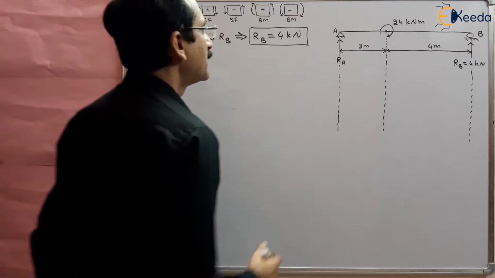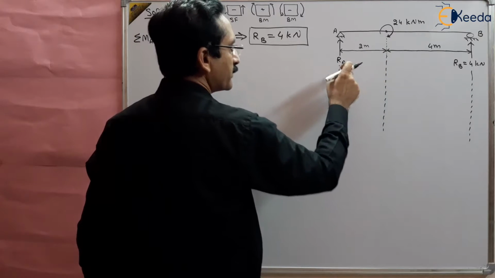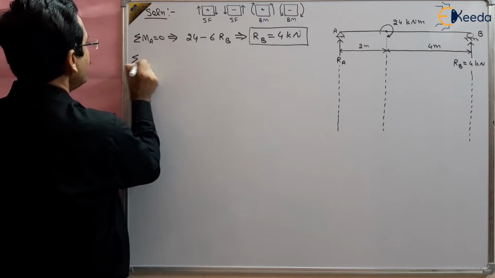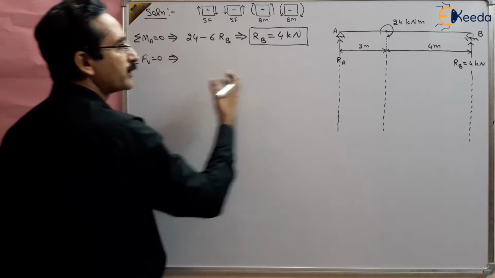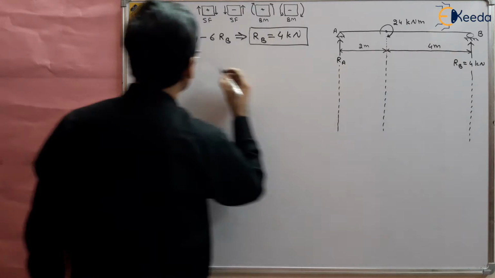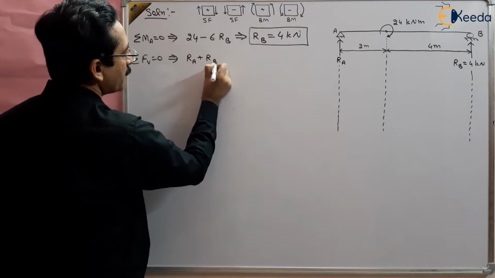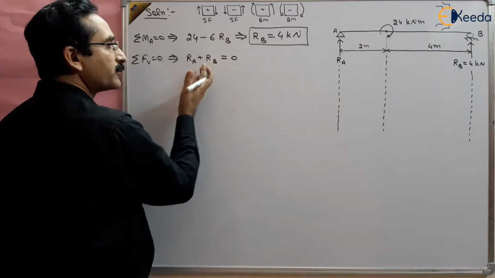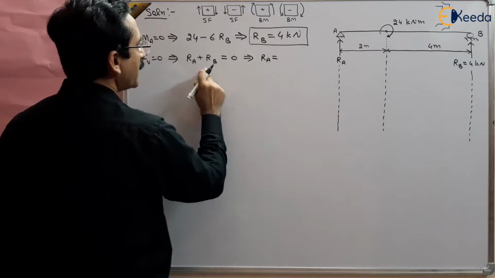Let us take all the vertical forces to be 0. There are only two vertical forces, RA and RB. So sigma FV should be equal to 0, the sum of all vertical forces. There is no other vertical force, only RA and RB. So RA plus RB, as we have taken upward direction of RA and RB, should be equal to 0 because no other force is there. So this implies that RA will come out to be minus 4 kilonewton.